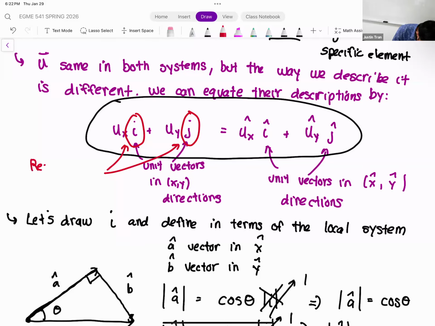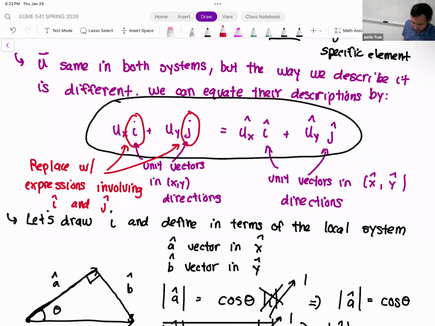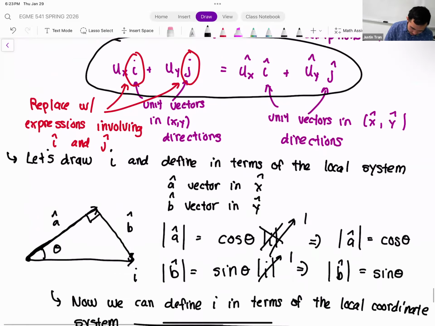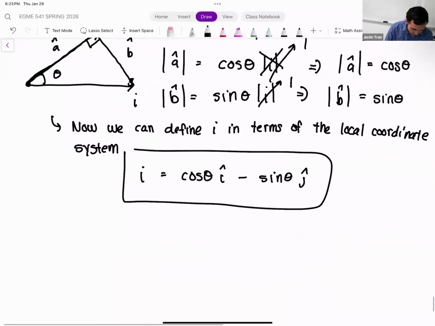So we want to replace these with expressions. All right, so that's our strategy, and that's why we did the whole triangle down there, right? But of course, we have one more triangle to draw because we have to do the same thing with j. Okay. All right, so let's do the same thing with j.